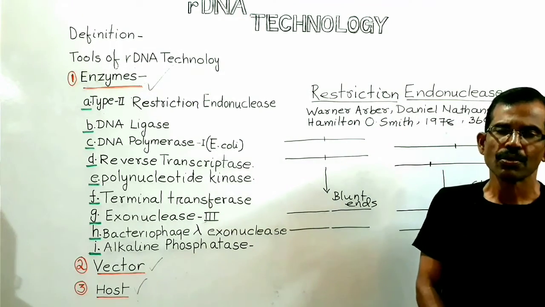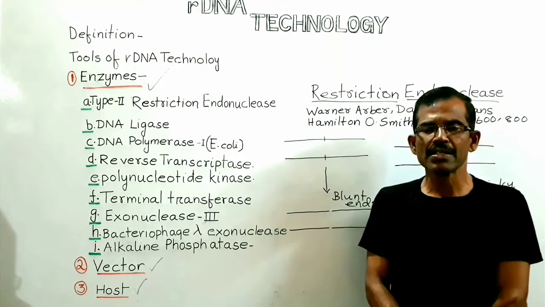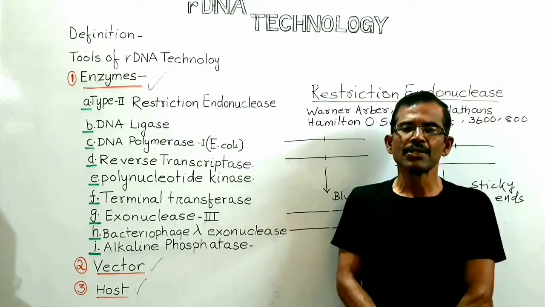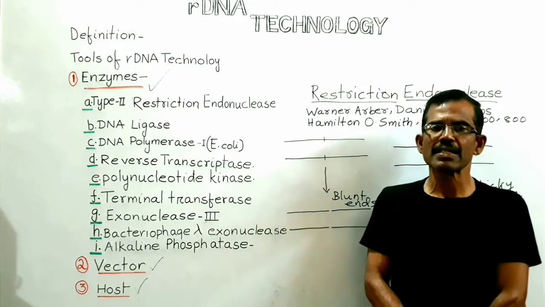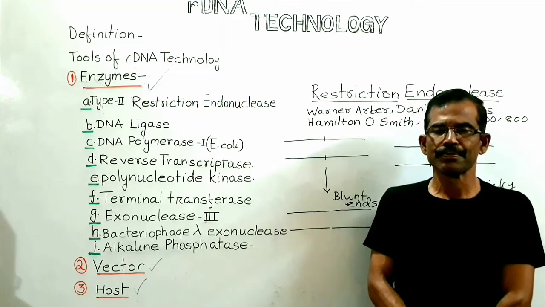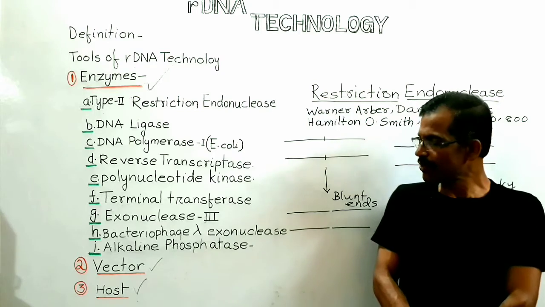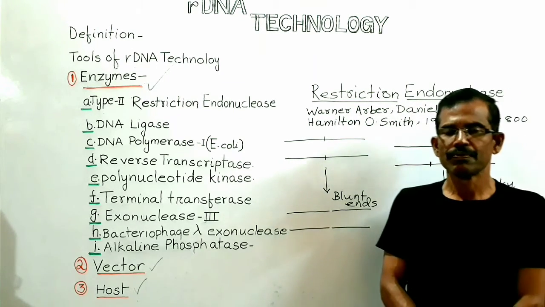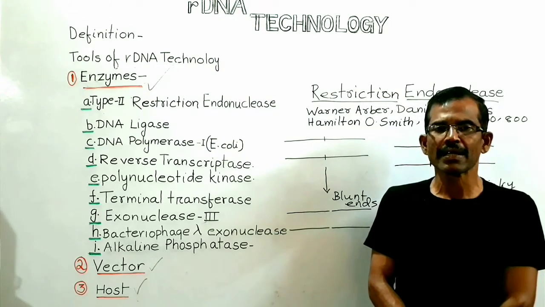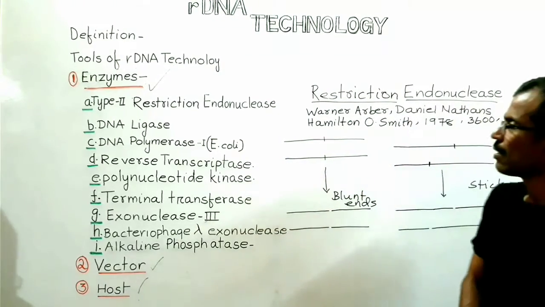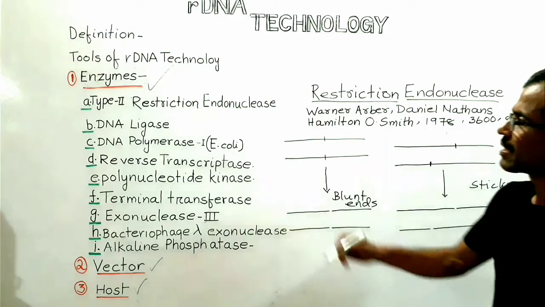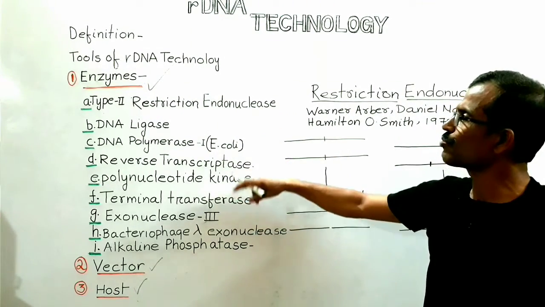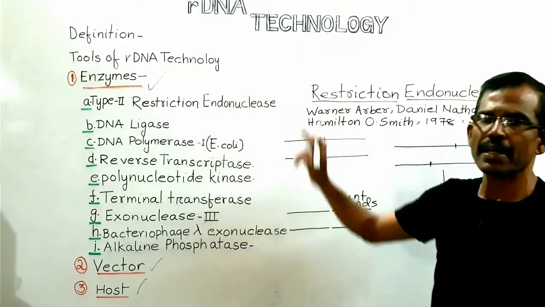Third tool is host. What is host? Host is an organism into which the recombinant DNA is introduced for replication and for expression. Most frequently, E. coli is used as the host in recombinant DNA technology. So now we shall discuss different types of enzymes that are useful in rDNA technology.